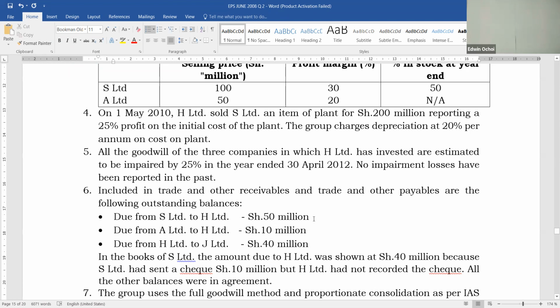But now before I say it's 50, there's this statement which will disqualify that 50. So in this statement, they said in the books of S, the amount due to H was shown at 40 because H had sent a check of shillings 10, but H had not recorded the check. All the other balances were in agreement. What do they mean here?